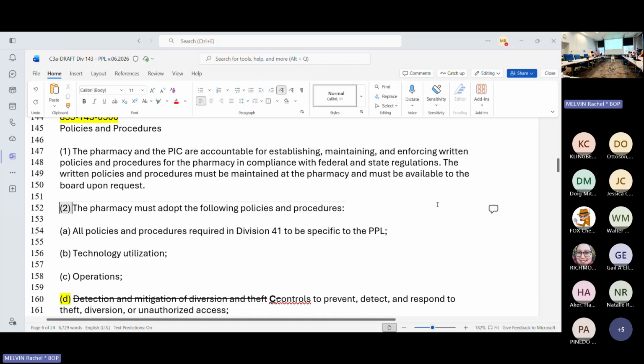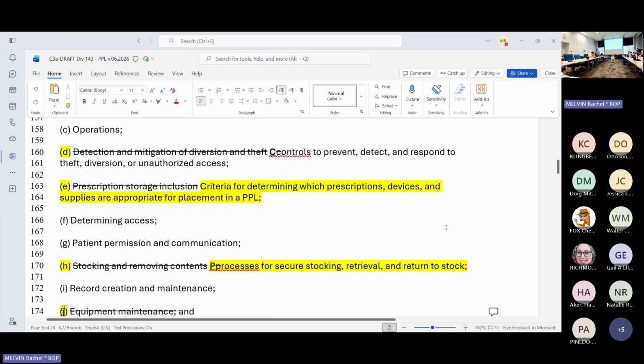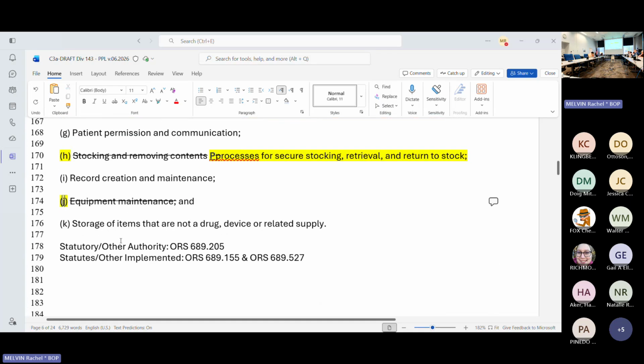So with that, it is critical for paren 2A, making sure that there is that crossover of all policy and procedures required in Division 41 to be specific to PPL, because we didn't want to be redundant and list all of those here. This should be all of 1040 and then in addition to. There were some questions and clarification regarding paren K. A reminder on that too, since the board has a requirement that non-prescription items may be stored in a PPL but must be in a segregated area. There was a suggestion to add this as a policy to make sure that it encompassed that act and that would not already be called out in Division 41.